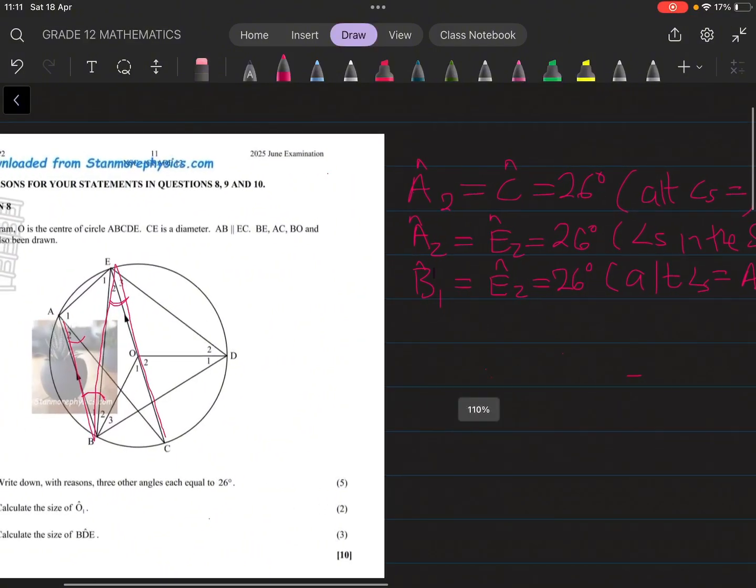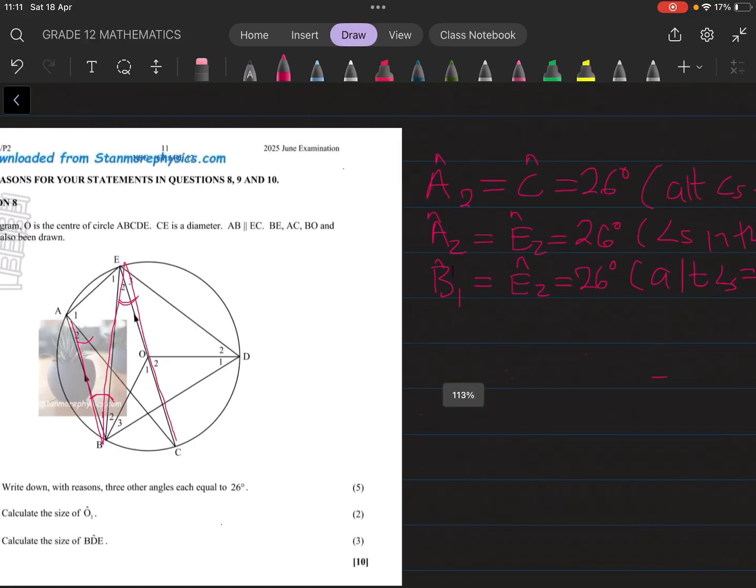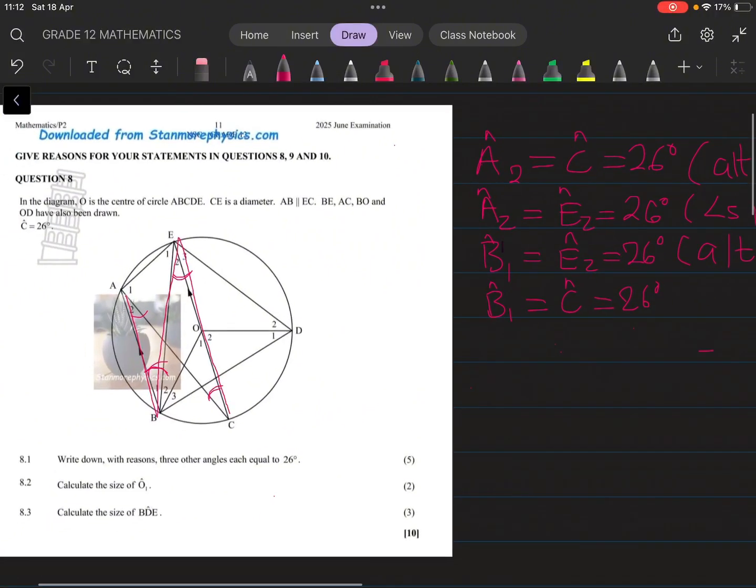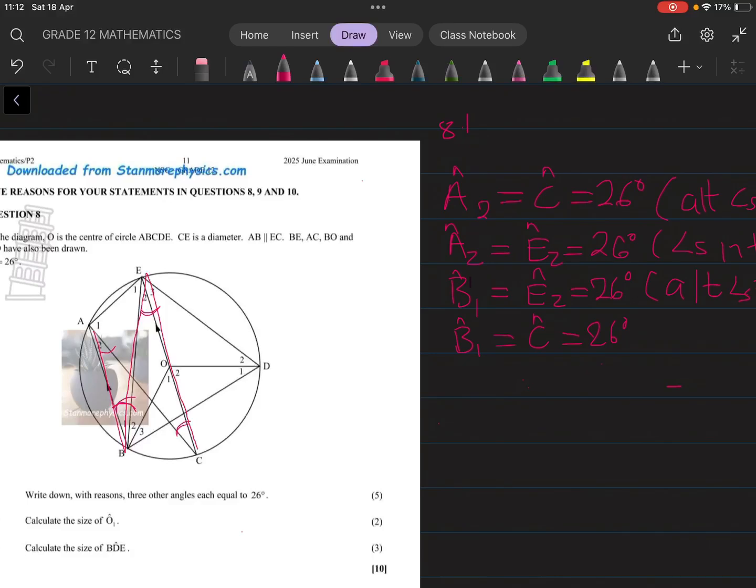Right? Okay. So now we can also see that angle B1 will be equal to angle C. Why? Because they're in the same segment. Also B1, we've already established that B1 is equal to 26 degrees, angles in the same segment. Right. Okay. That was the first question, 8.1.